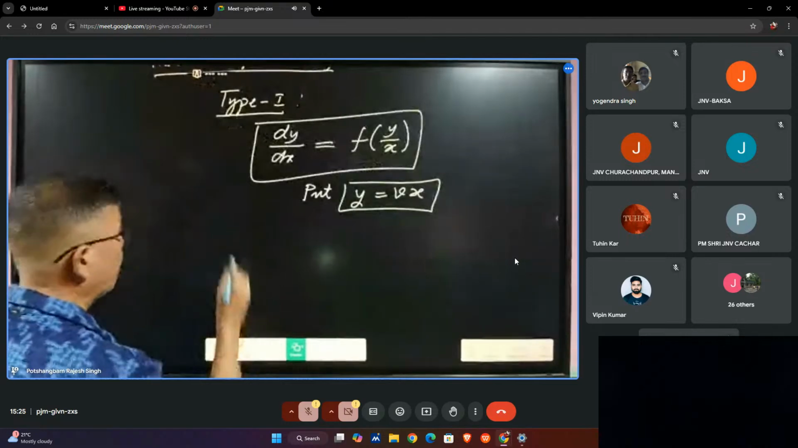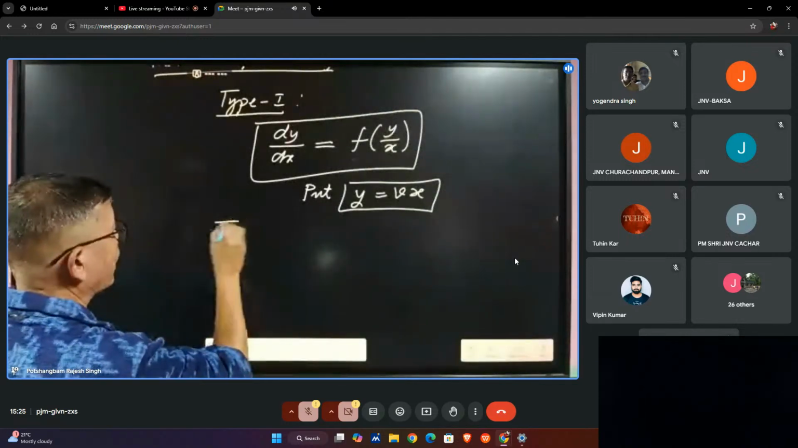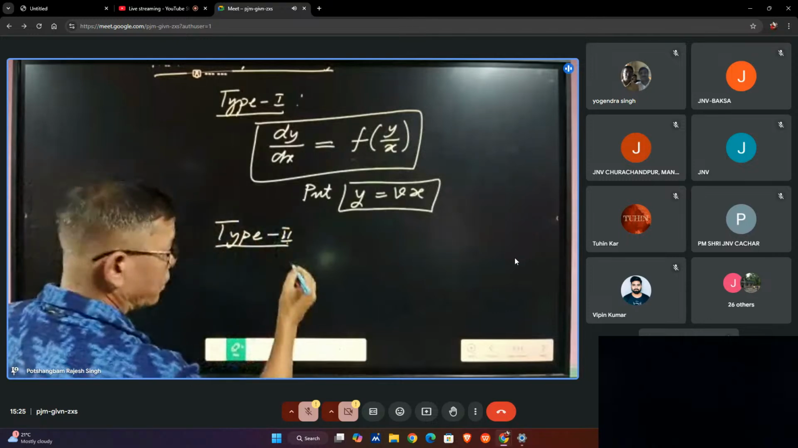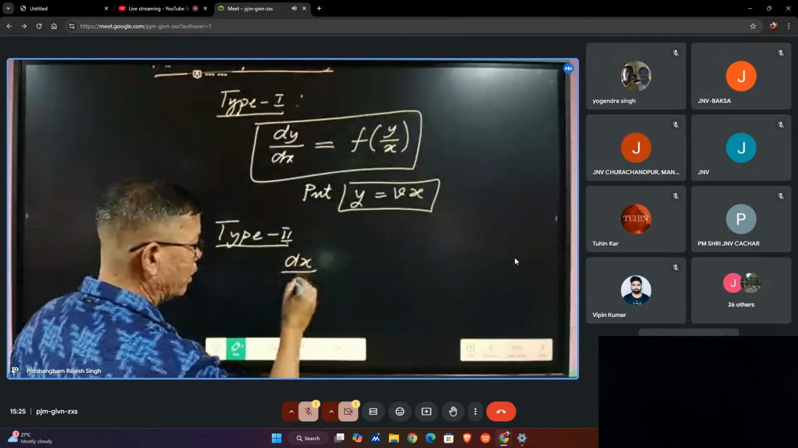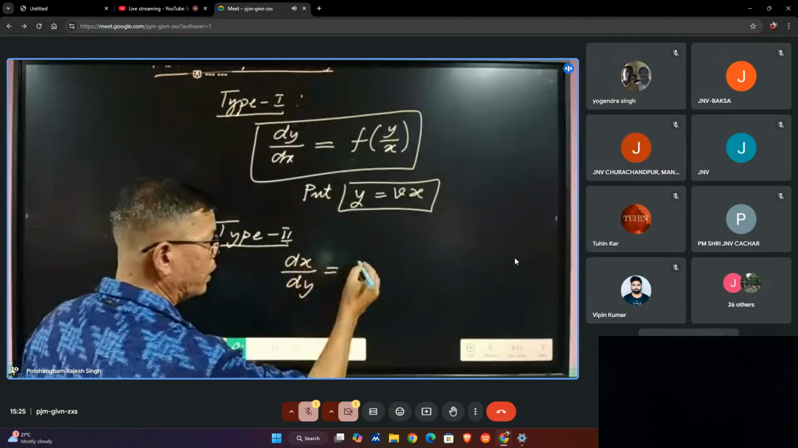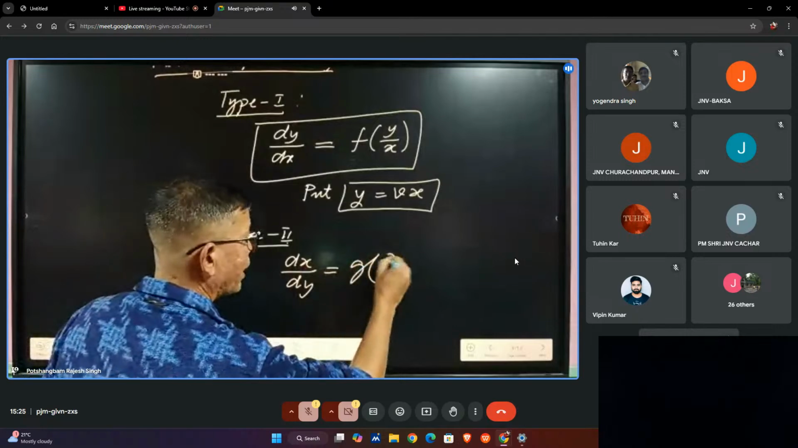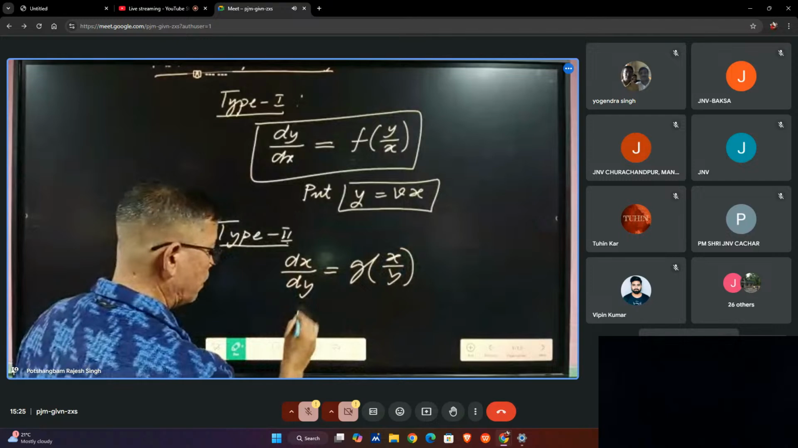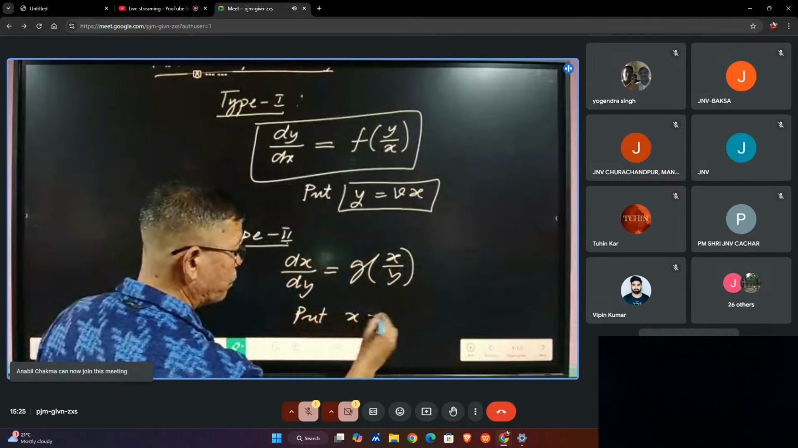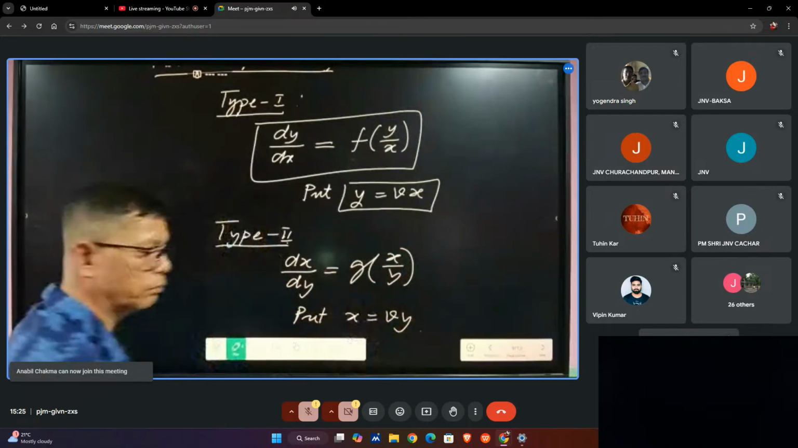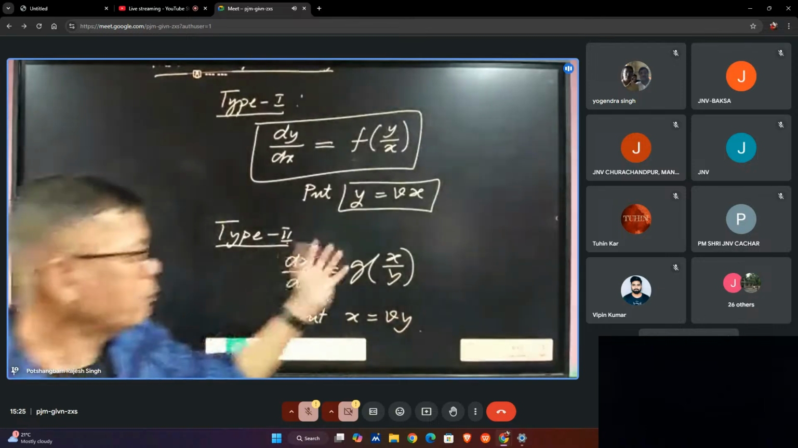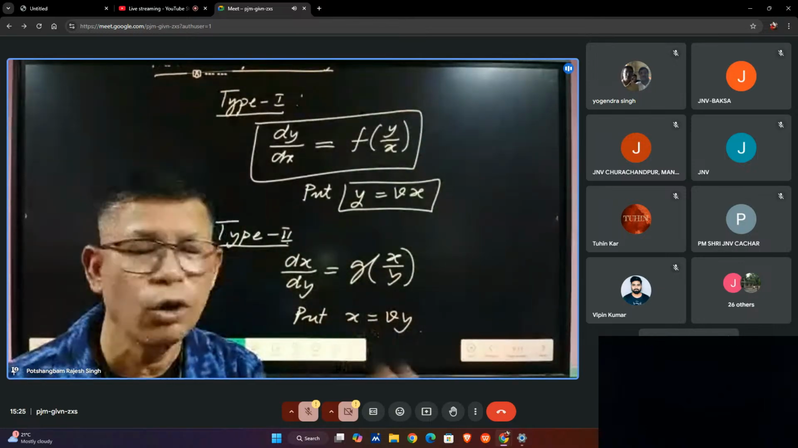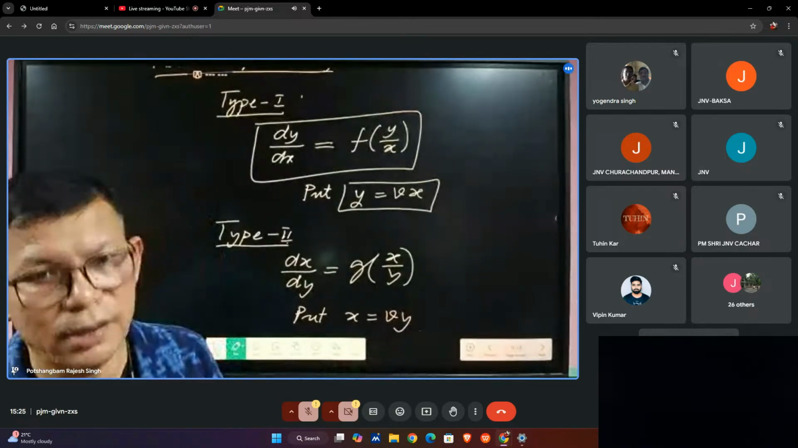Type 2. For type 2, the derivative is dx by dy, and this derivative is a function of x by y. For this, the method of solving is to put x equal to vy. After putting x equal to vy, how the steps will go on, we will discuss in another example.